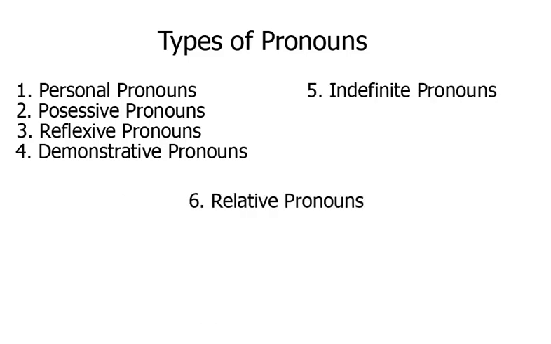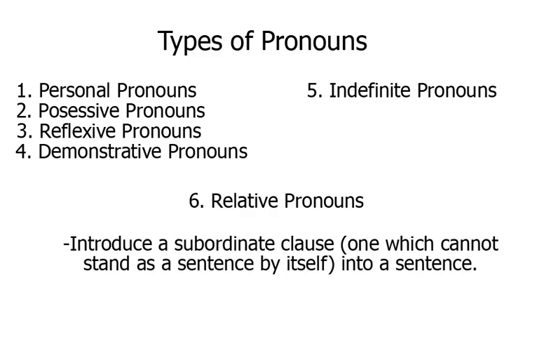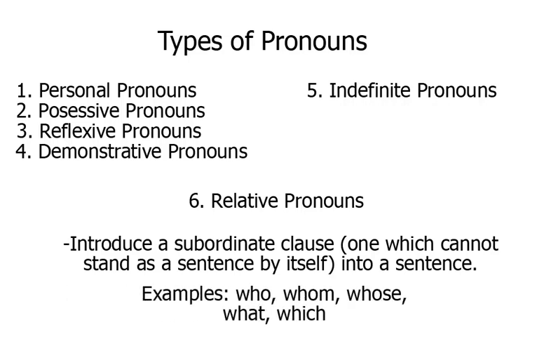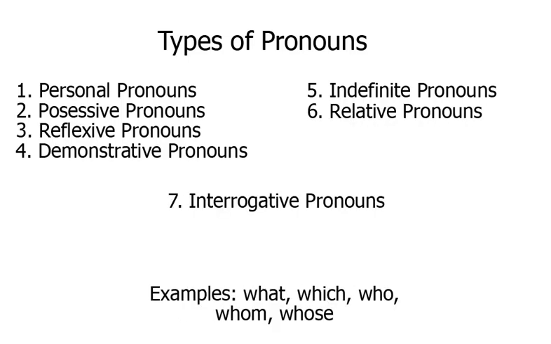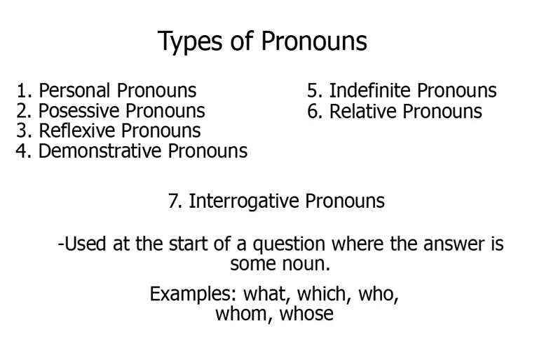Relative pronouns are used to introduce a subordinate clause in a sentence. A subordinate clause is part of a sentence that cannot stand alone by itself as a complete sentence. Common relative pronouns are who, whom, whose, what, and which. Finally, interrogative pronouns, like what, which, who, whom, whose, etc., are used at the start of a question to which the answer is some noun.